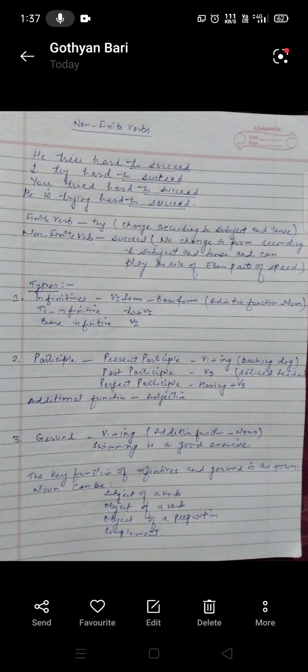In today's lecture, I'm going to talk about verbs, and basically finite and non-finite verbs. The topic of today's discussion is non-finite verbs. So, what is a finite verb and what is a non-finite verb? We begin with an example.